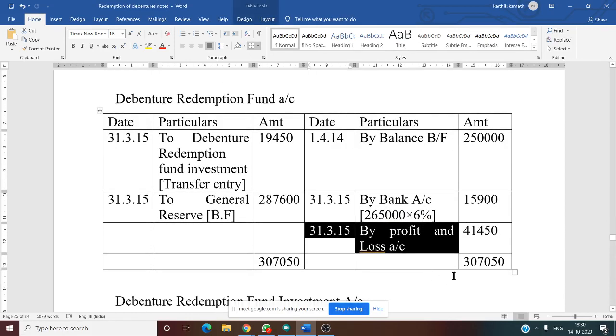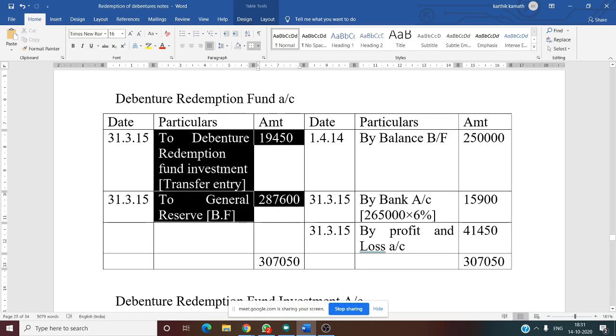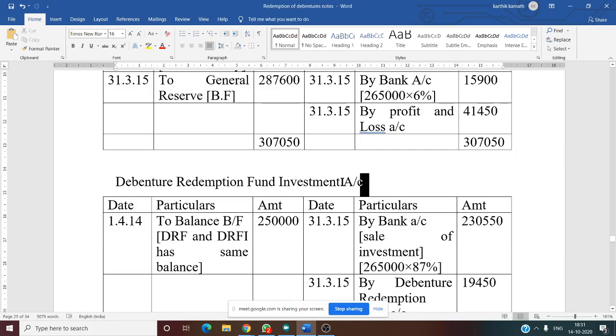So now we know the credit side total of the debenture redemption fund is 3,07,050. But on the debit side, you don't write any information now. Leave the account as it is. Now we will move on to the third account.